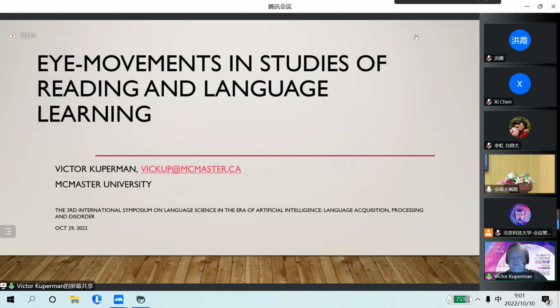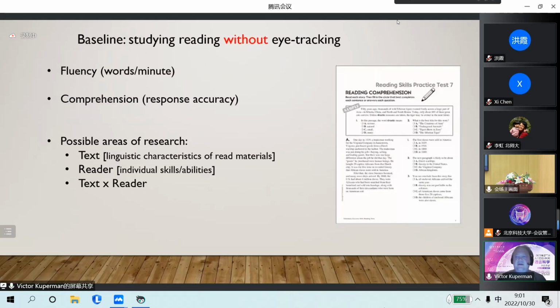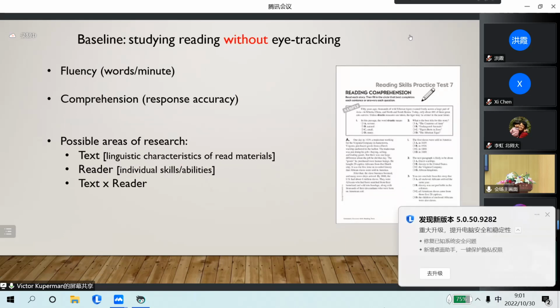So once again, I'm delighted to be part of your conference. My topic today is the use of eye movements and eye tracking in studies of reading and language learning. I will start my presentation by talking first about what we can gain without eye tracking.